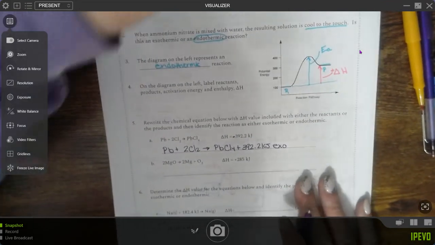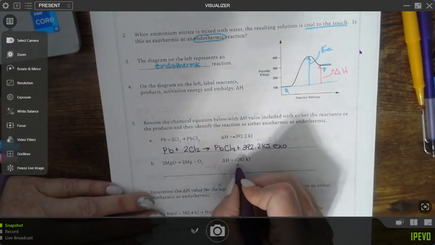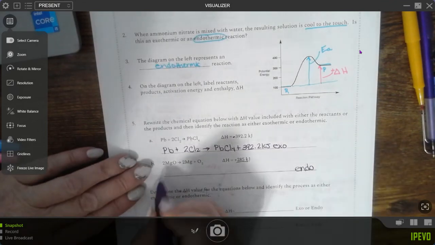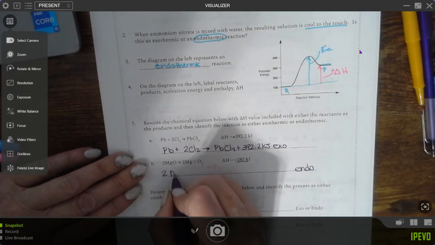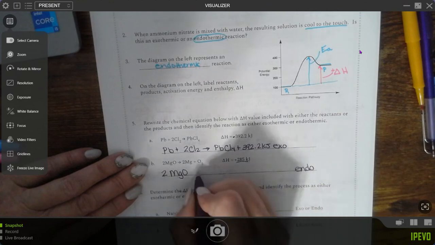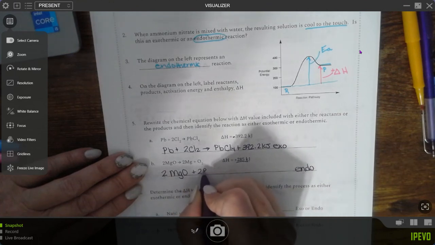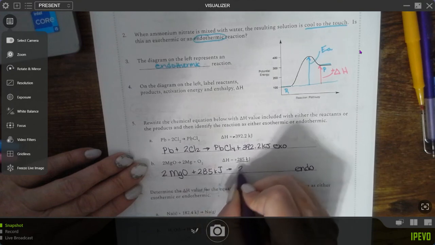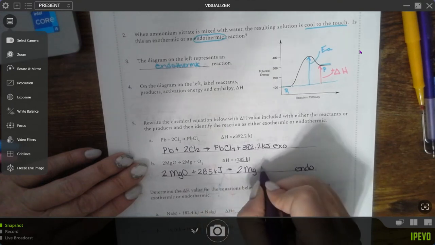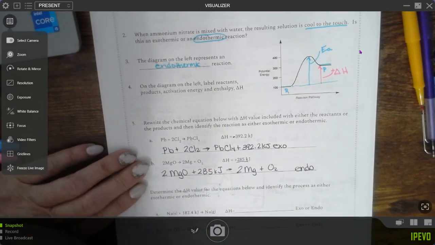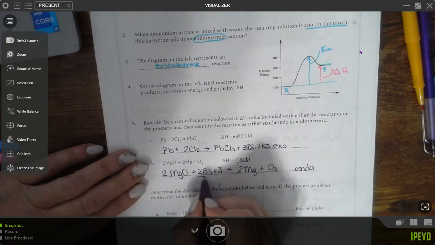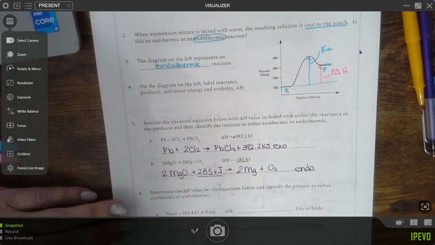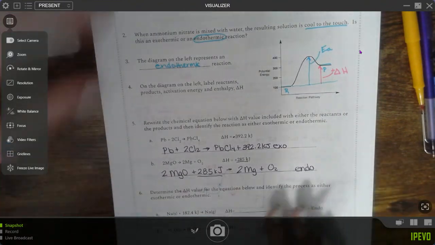All right. Guess what? We had an exo, we're going to have an endo. In an endo reaction, we have 2MgO plus 285 kilojoules produces 2 magnesium plus oxygen. Because it's a positive delta H, we put that energy on the reactant side.